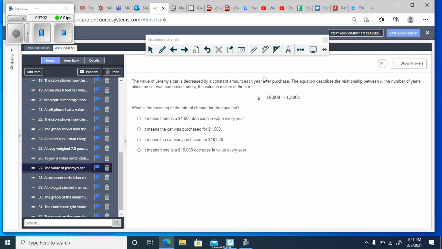The value of Jeremy's car is decreased by a constant amount each year after purchase. The equation describes the relationship between x, the number of years since the car was purchased, and y, the value in dollars of the car. What's the meaning of the rate of change? So see, this is the initial value. Whatever's in front of the variable is your rate of change. This means the car is going down $1,500 in value each year. It means there's a $1,500 decrease in value each year.